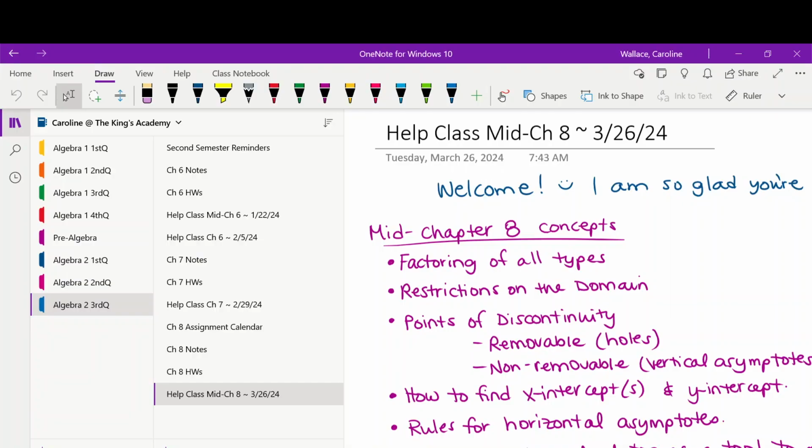Right, so mid-chapter 8 is really only 2 sections, but it's huge, right? 8.3 and 8.4 have so many concepts to them. That's what made this mid-chapter 8 feel so overwhelming.